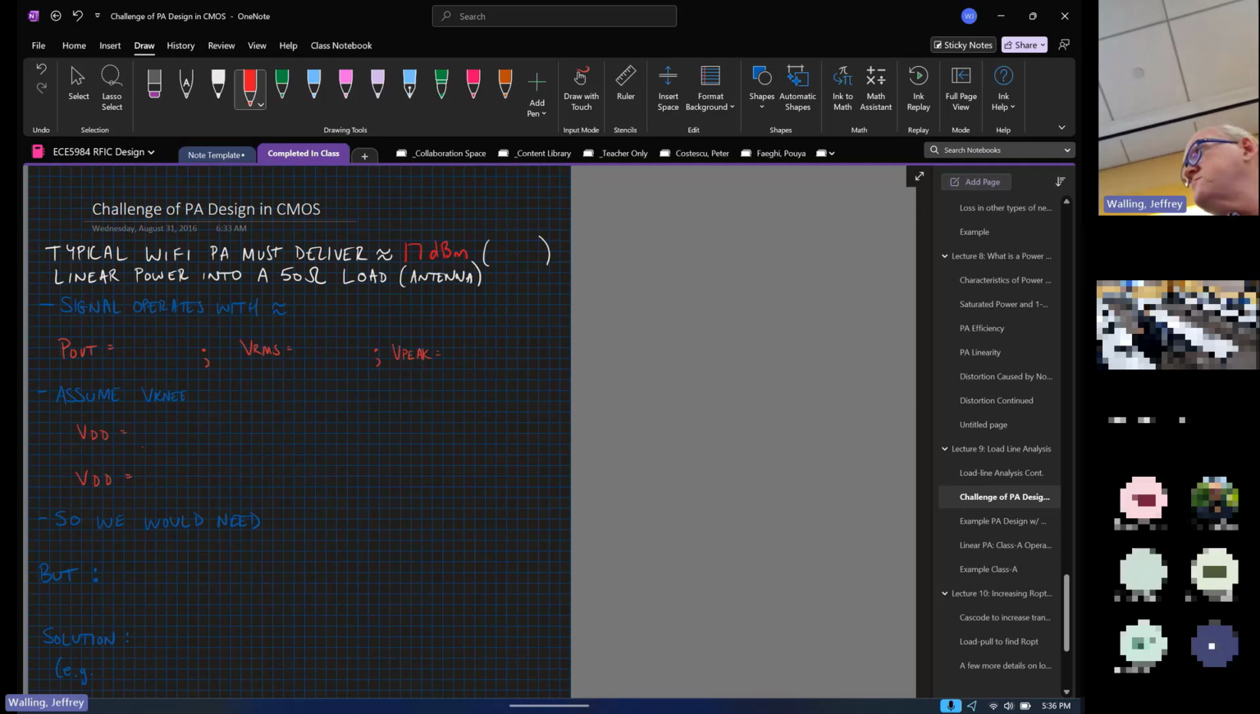How much is this in watts? So 10 dBm is 10 milliwatts. 20 dBm would be 100 milliwatts, minus 3 dBs would be 50 milliwatts.